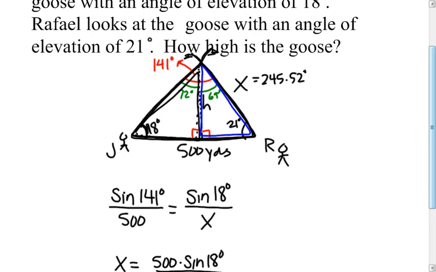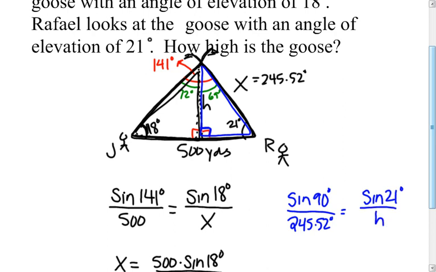And you can do SOHCAHTOA now because you have a right triangle, or you could do law of sines. I like to stick with law of sines. So that's what I'm going to do. Remember, this is a 90-degree angle, so you can go sine at 90 over the side opposite of it equals sine at the angle, which is 21, over my height.